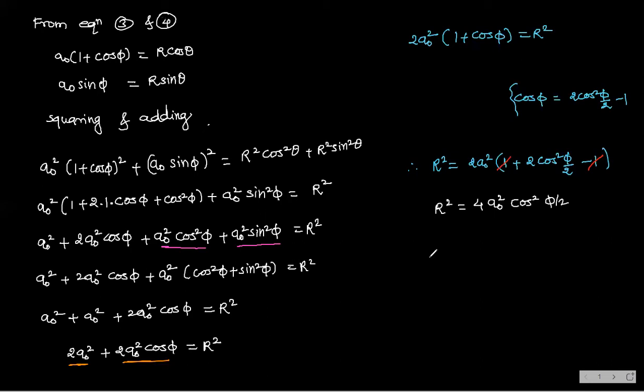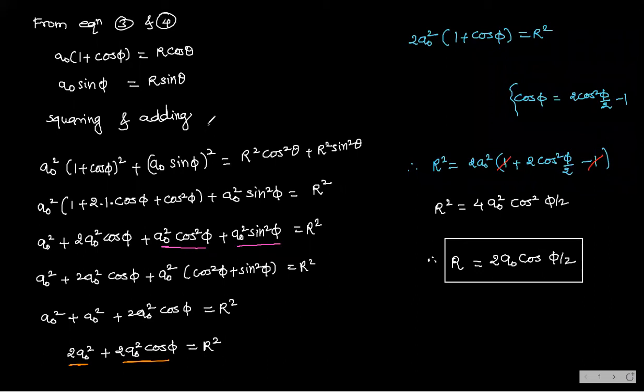Yes. And therefore, if I want r, I should take the square root. So r is equal to what then? 2 a naught cos phi by 2. Is that clear? Understood? So like that it is coming. Okay?